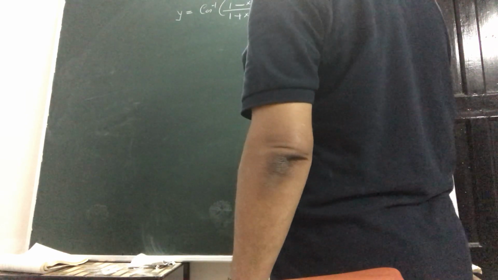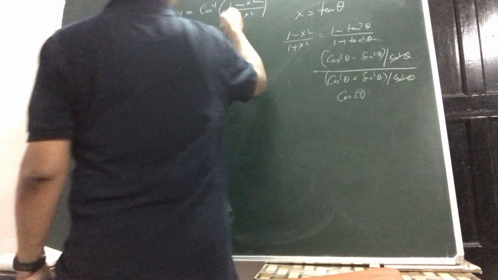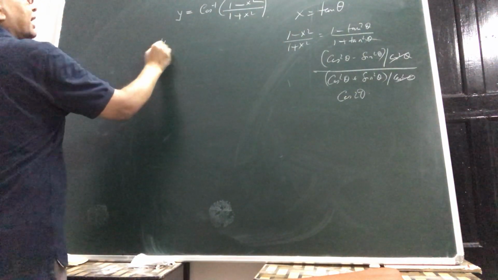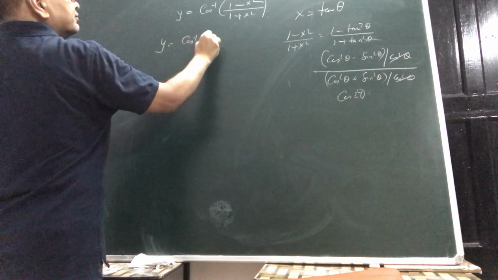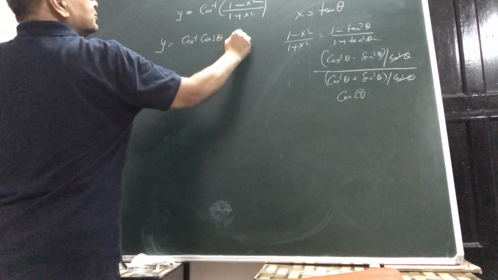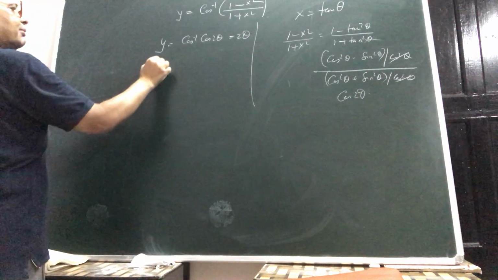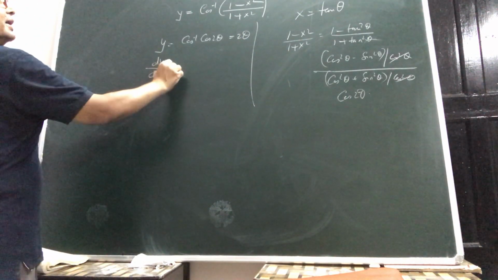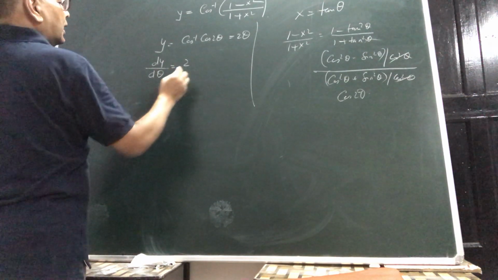gives cos square theta minus sin square theta upon cos square theta, and this is nothing but cos square theta plus sin square theta, whole thing upon cos square theta. This goes, this is 1, and the numerator is cos of 2 theta. So if you put x is equal to tangent theta, y becomes cos inverse cos of 2 theta, and this is nothing but 2 theta. And then dy by d theta is nothing but 2.